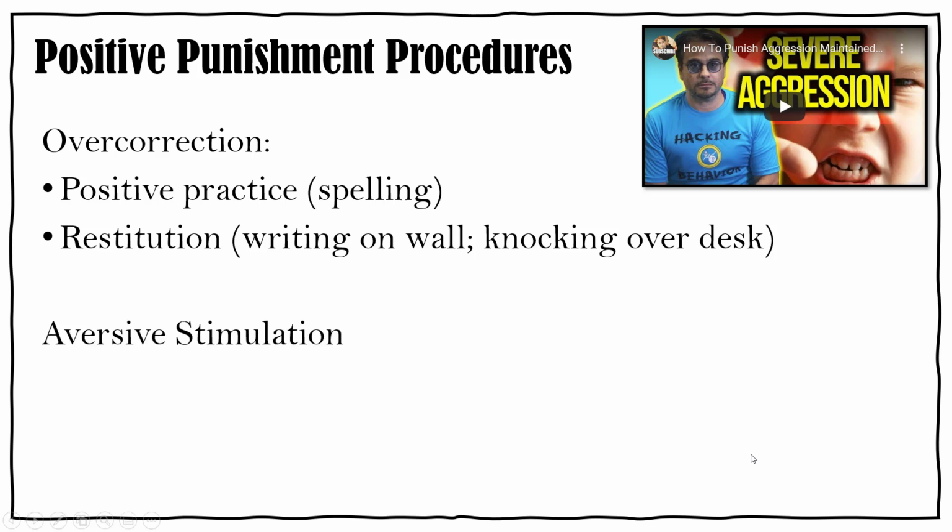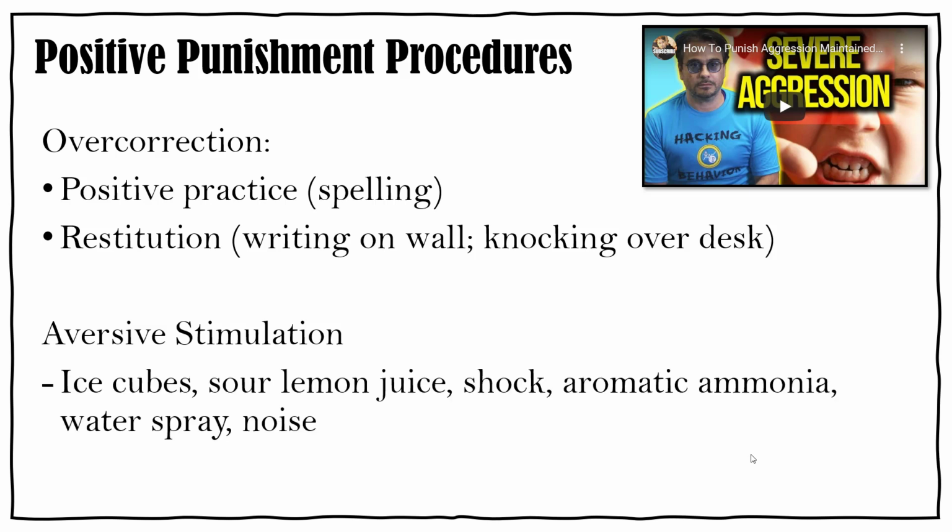Alright, and then another type of punishment procedure is what we call aversive stimulation. This is when, after the behavior occurs, you present something aversive, and if it's effective, then the future probability will decrease. For example, in the past they've used ice cubes, sour lemon juice, shock, water spray, noise, things like that. This is where most of the ethical considerations come into play with regards to punishment.